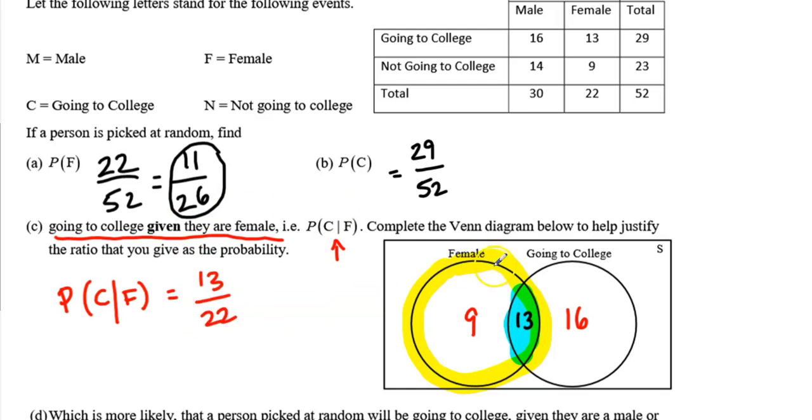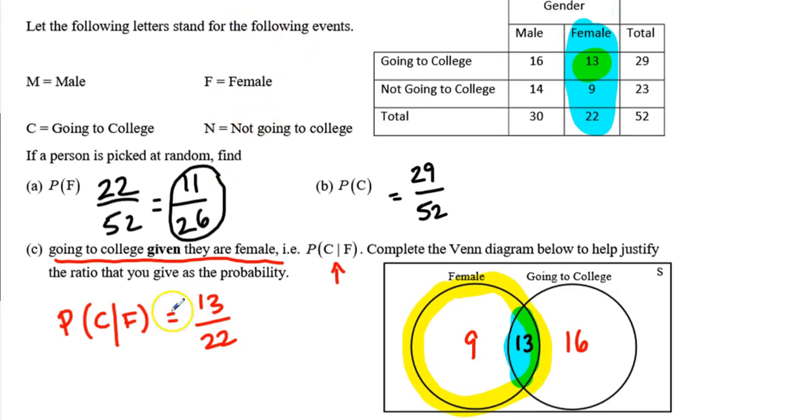Okay, so we'll go through that one more time because this is a huge idea. We're only considering the females because it said given they're a female. And so we're considering 22 people. And we want the ones that are going to college. So 13 out of 22. Where can we see that in the table? Well, we've got that here. We're only looking at the females because it said given that they're female. So we'd be looking right in here. What's the probability of them going to college? And that would be right here. So 13 out of 22.